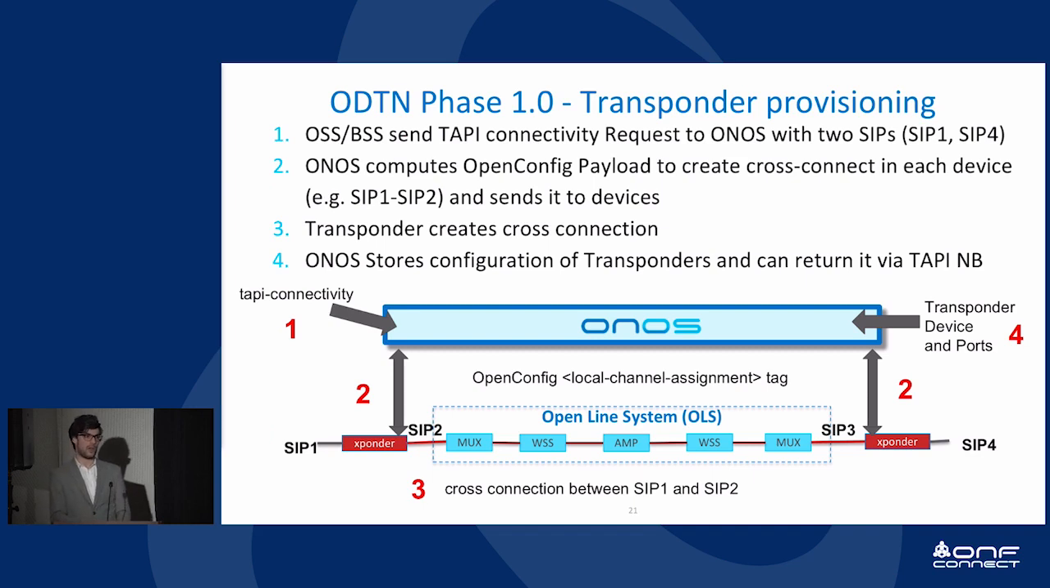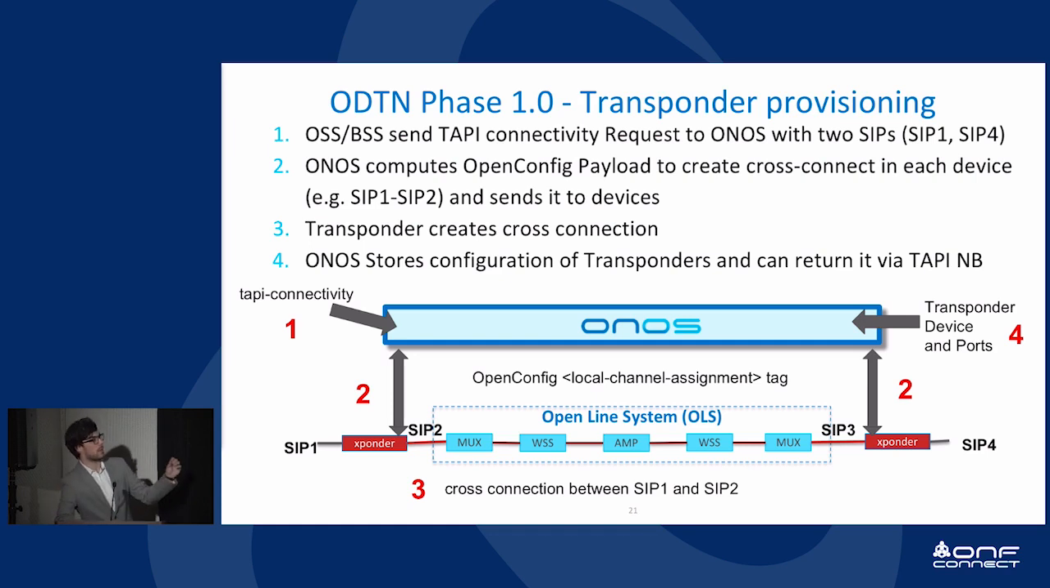So then, when you have discovered the topology, you need to provision things. What happens is that the OSS BSS of an operator sends a TAPI connectivity request to ONOS with the two service interface points that are the client side of the end-to-end connection. So in this case, service interface point number 1 and service interface point number 4, which are at the ends of the point-to-point connection you want to make. Then ONOS computes an OpenConfig payload to create a cross-connection per transponder to make the client-side port connect to the line-side port that goes down to the optical fiber.